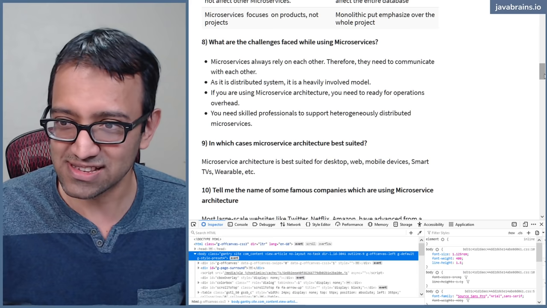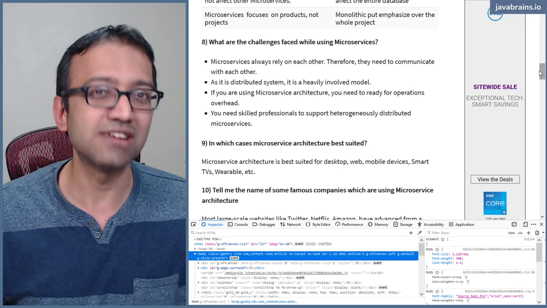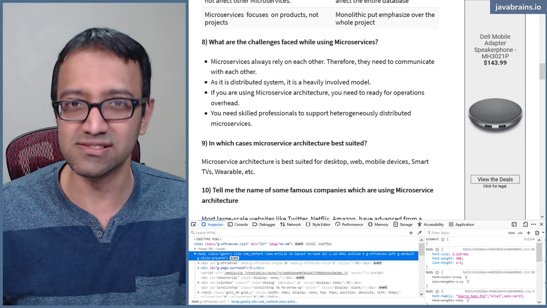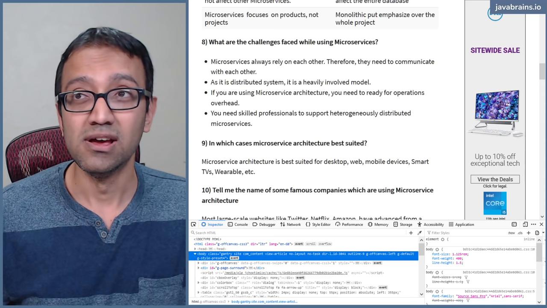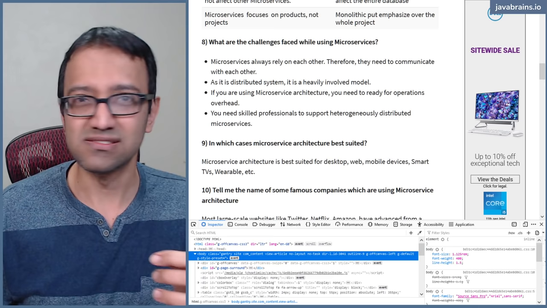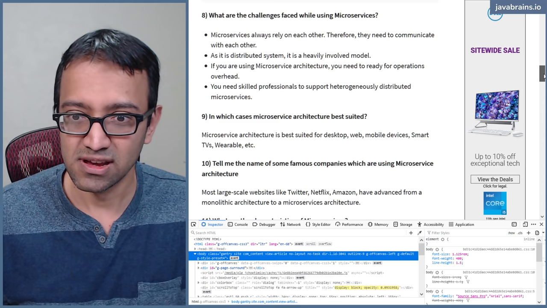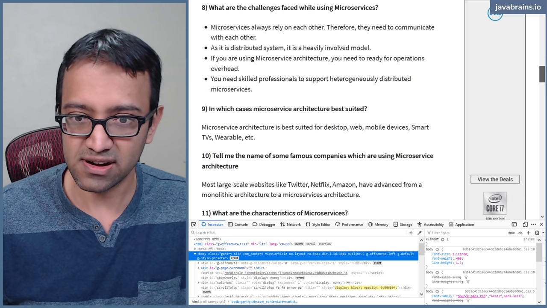There are a bunch of industries which are still trying to catch up. Finance is trying to catch up. They aren't there yet because finance is usually very conservative. So banks and investment, those domains, they are pretty slow. Medical is pretty slow. Has been slow throughout. I guess the tech industry, the tech side of things, it's all microservices right now. Like everybody's jumping into microservices. Most large scale websites like Twitter, Netflix, Amazon. Yep, that's fair. Advanced from monolithic to microservice architecture.